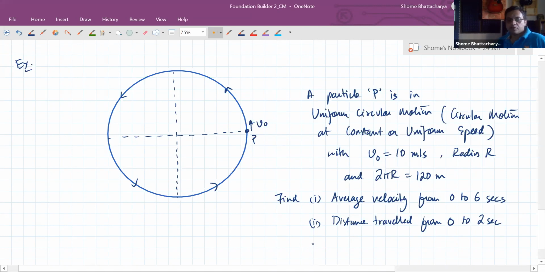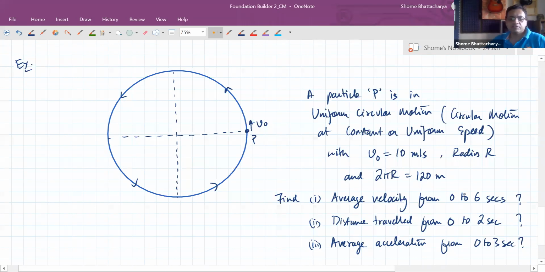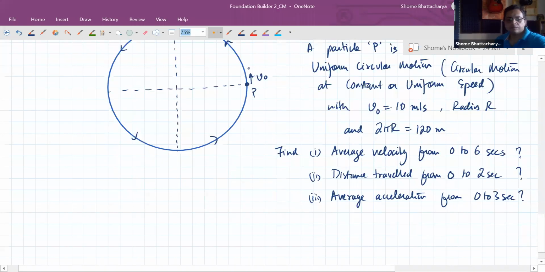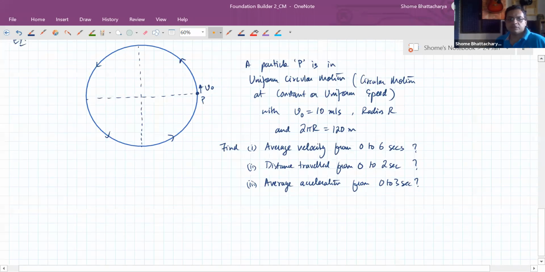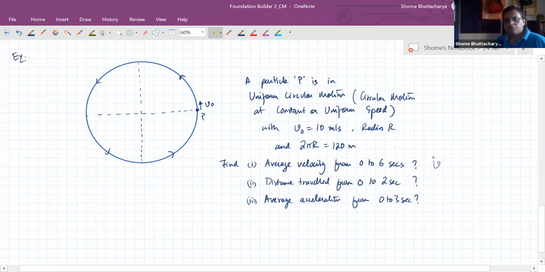Okay, and we have to find the average acceleration from 0 to 3 seconds. So when we say average velocity, we mean magnitude of average velocity. When we say average acceleration, we mean magnitude of average acceleration. So these all quantities we have to calculate. Just try to figure out this question, we will discuss. So what do we have to find here? Here we have to find the magnitude of average velocity, and here the magnitude of average acceleration.